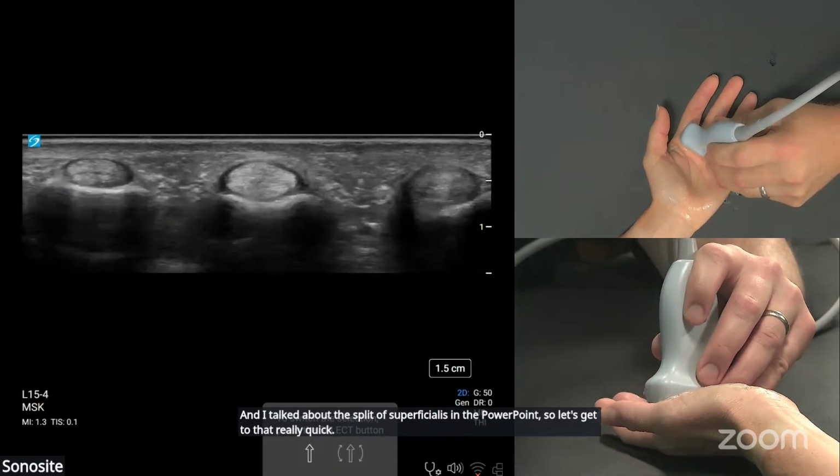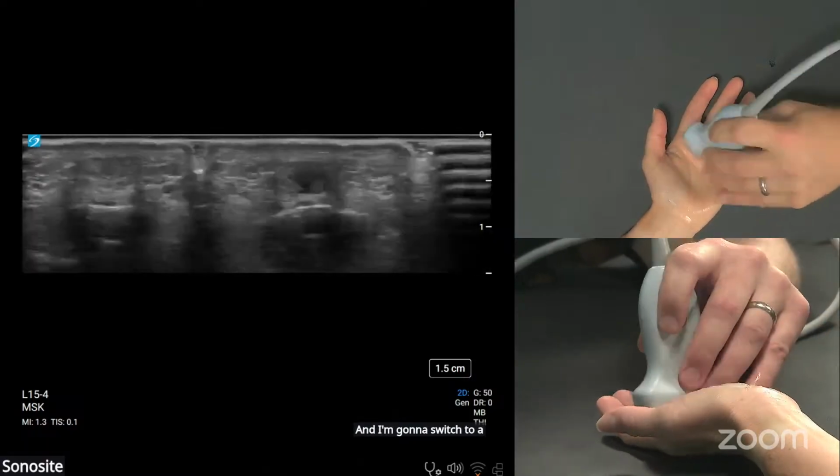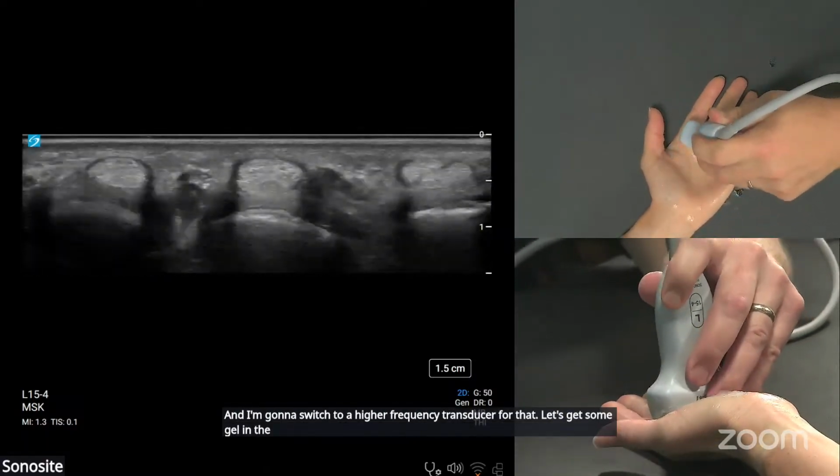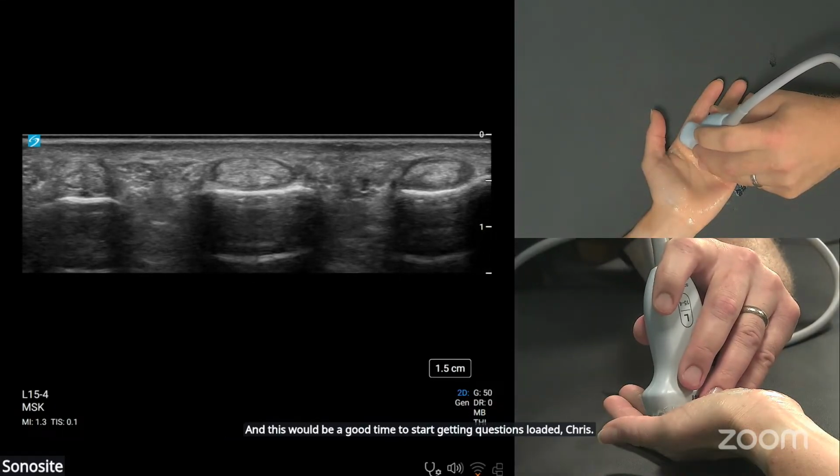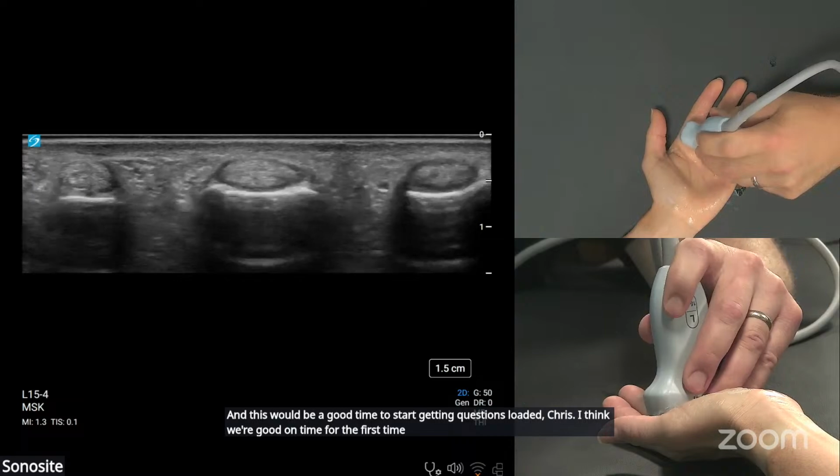And I'm going to switch to a higher frequency transducer for that. Let's get some gel in the track. And this would be a good time to start getting questions loaded, Chris. I think we're good on time for the first time ever. We have 5 minutes left.